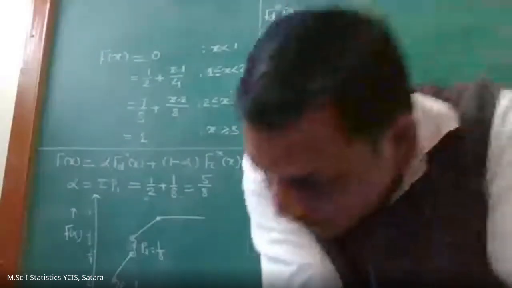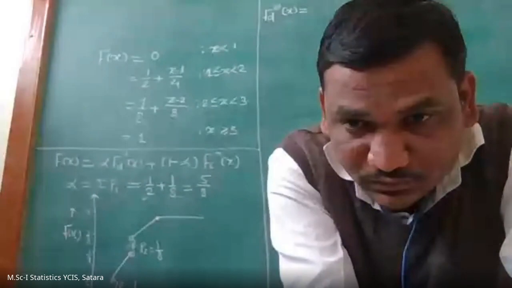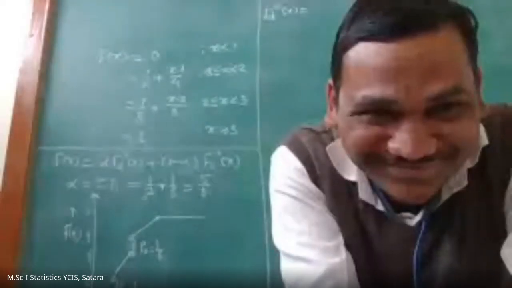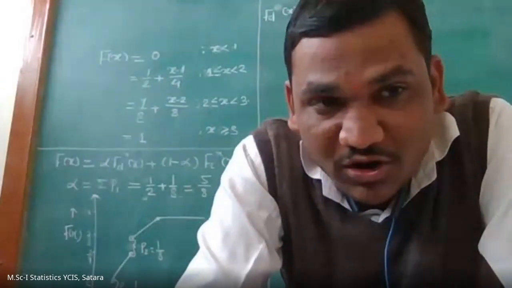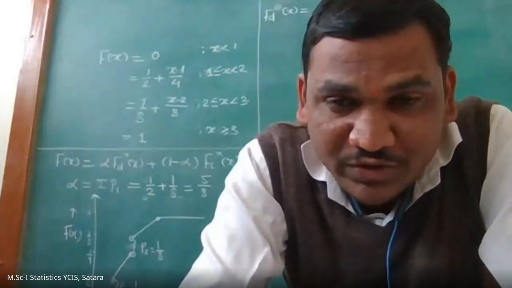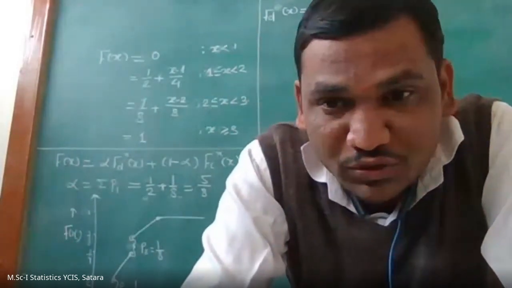One upon alpha into FD star of x. Then how to obtain fd star of x? Alpha into FD of x. fd star of x is equal to 1 upon alpha into fd of x, which is equal to 2 into fd of x, if the value of alpha is equal to 1 by 2. Then we obtain fd star equal to 2 into fd of x.